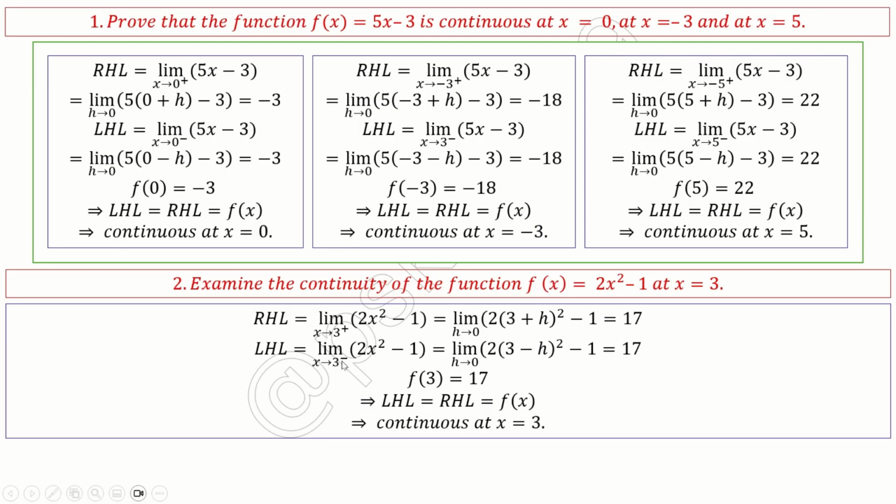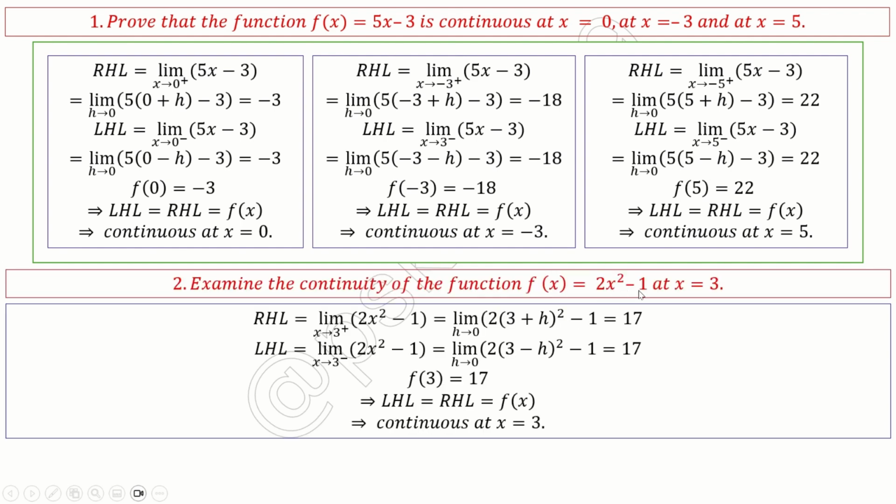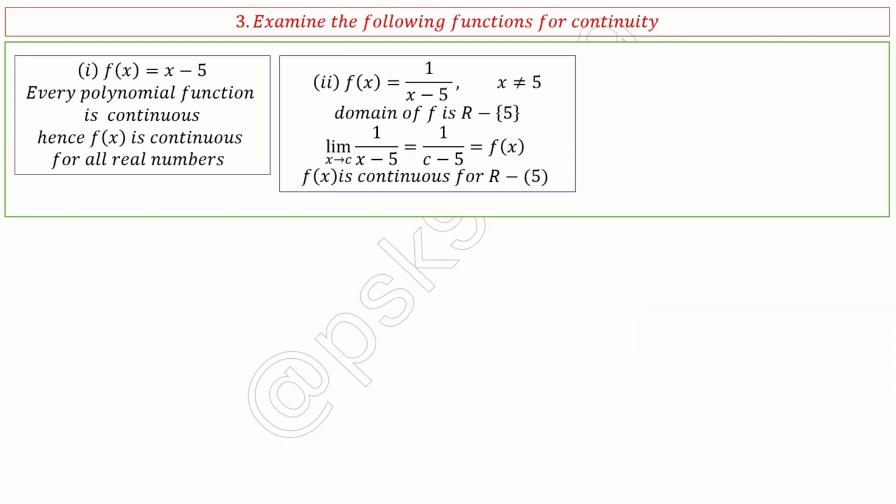Similarly, LHL is nothing but limit x tends to 3 minus of 2x square minus 1, which is limit h tends to 0 of 2 times 3 minus h whole square minus 1, which is 17 again, and f of 3 is also 17. So LHL equals RHL equals f of 3, so it is continuous at x equal to 3. But we already know it is continuous because 2x square minus 1 is a polynomial, correct? Similarly, you can do other problems.